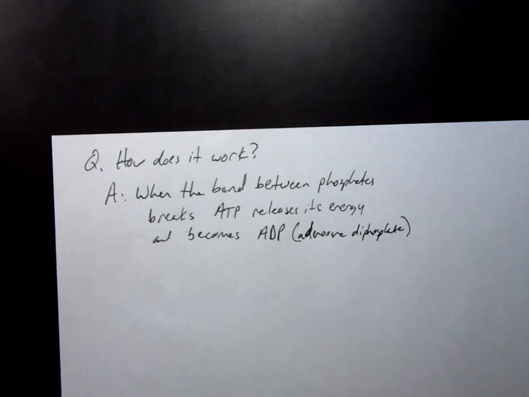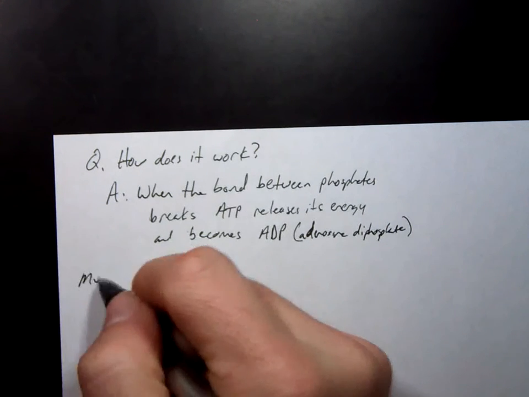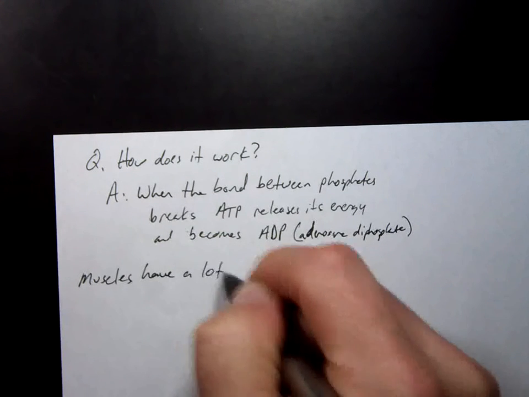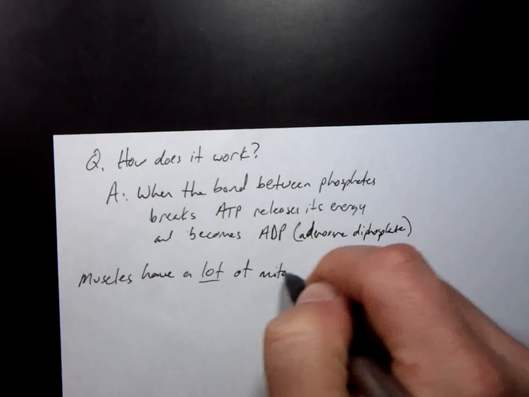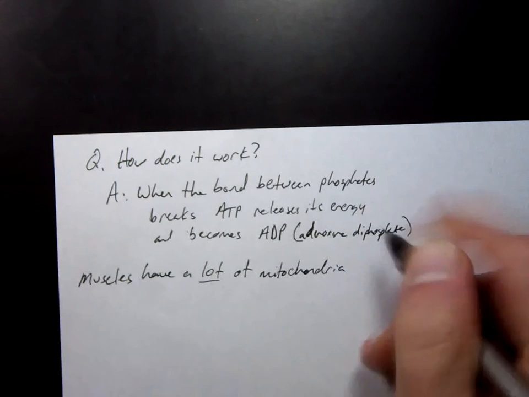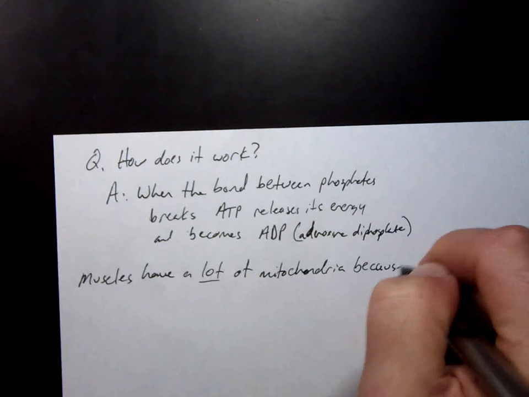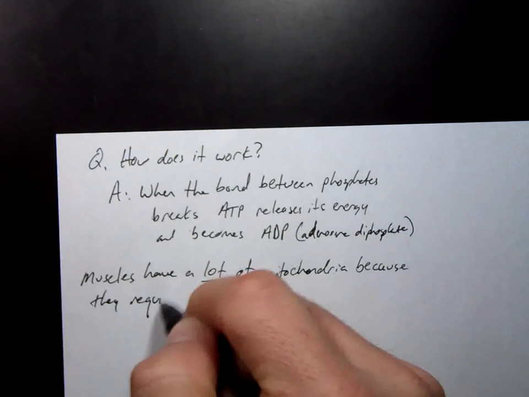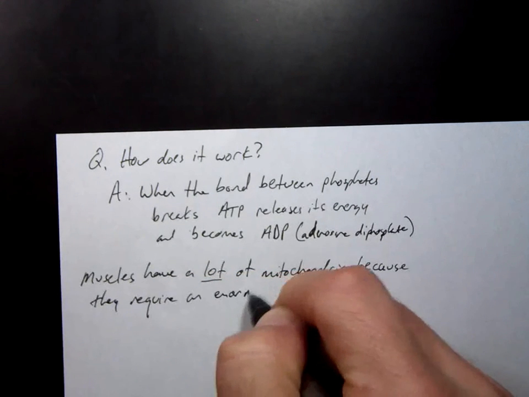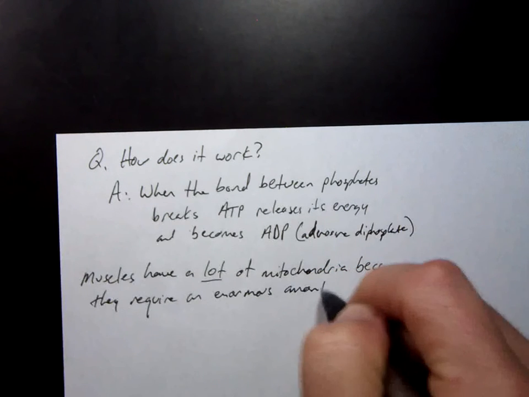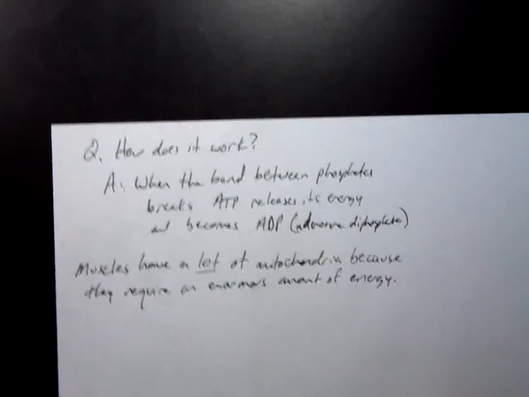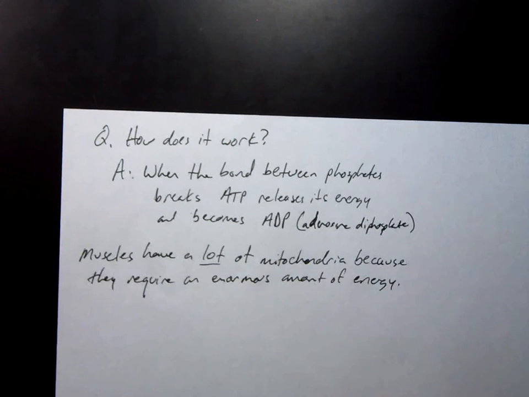All right. This one's not a question, it's a statement. Muscles have a lot of mitochondria because they require an enormous amount of energy. Even at rest, gang. Even at rest, it's expensive to own muscle.